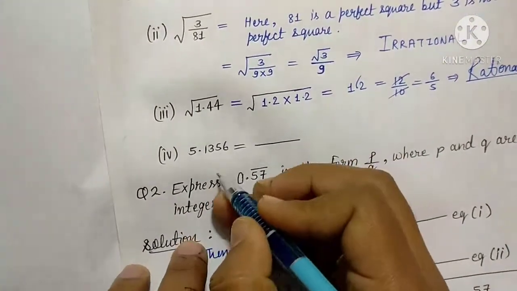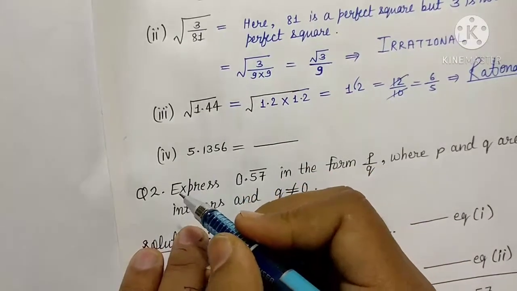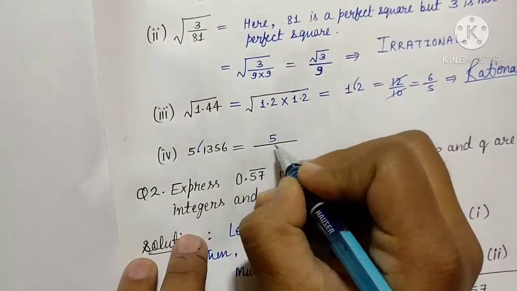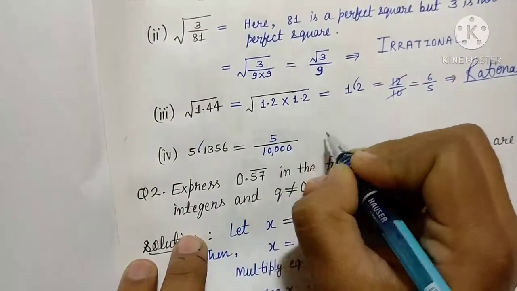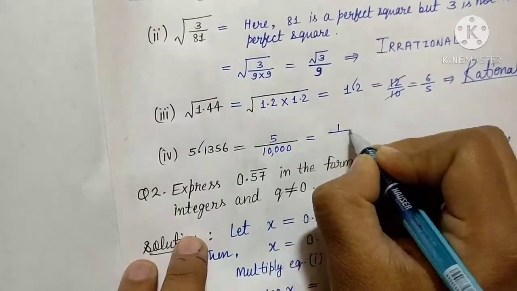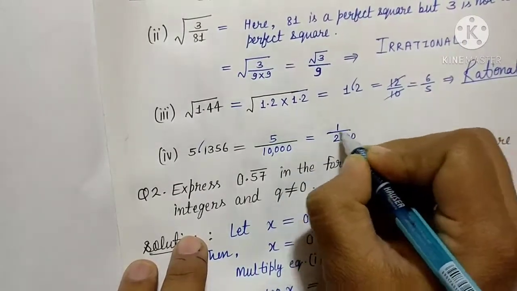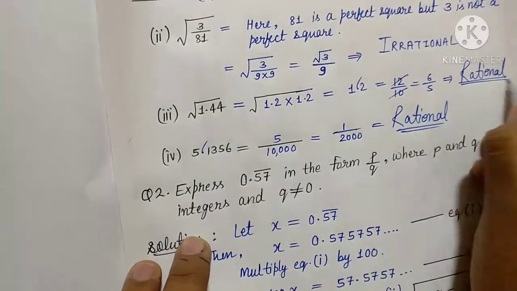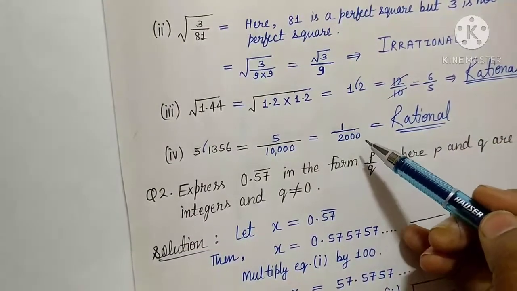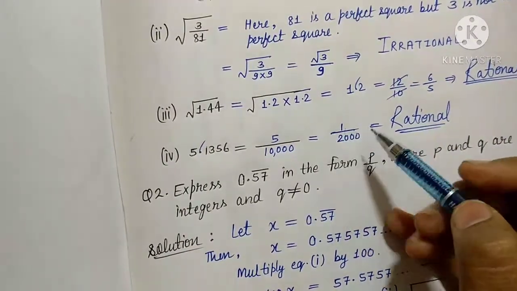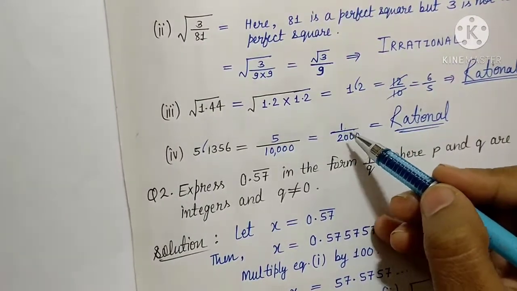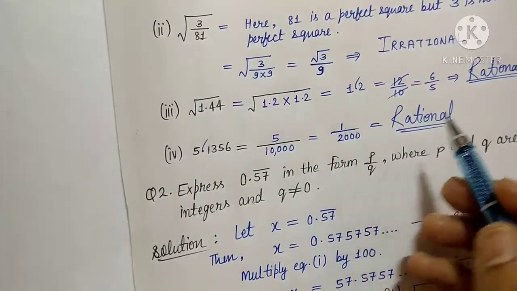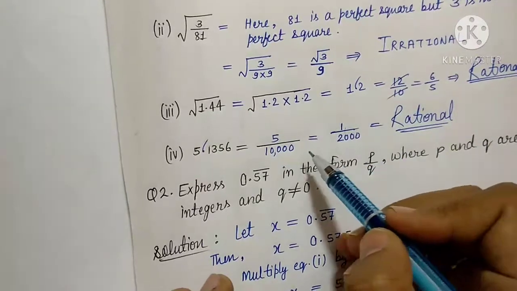Now move to 5.1356. Now how can we observe this number? Just see, point is there. Remove this point, so 5 will come upside. 1 2 3 4, 1 2 3 4. So it can come as 5 upon 10,000, or we can say 1 upon 2000, which is again a rational number, because it satisfies all the rules. That is, the numerator and denominator both should be integers. Yes, they are integers. Are they written in a upon b form, fractional form? Yes, it is in fractional form, where b should not be equal to 0. So b is 2000, which is much bigger than 0. So we can say that yes, this part is a rational number.